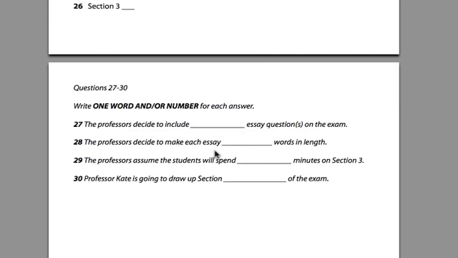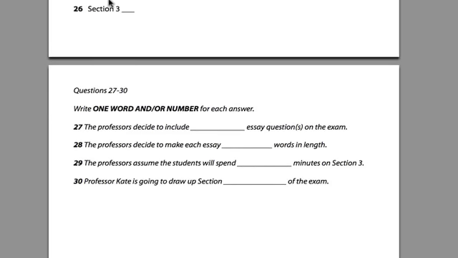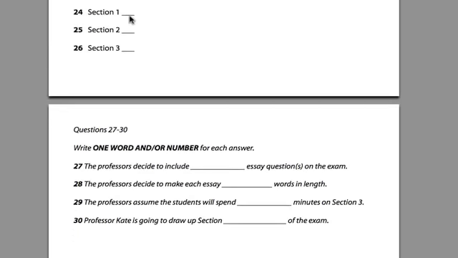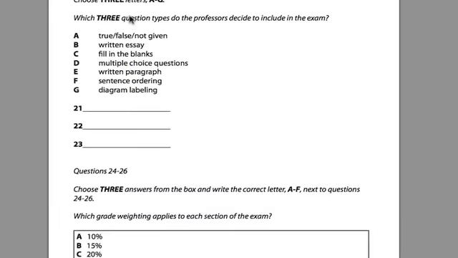The professors decide to make each essay question so many words in length. That's probably a number too. The professors assume that the students will spend how many minutes, likely a number. Professor Kate is going to draw up section. Okay, we know the answer is going to be 1, 2, or 3 because we can see here there are 3 sections to the exam.